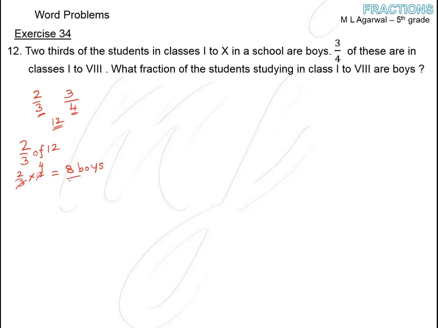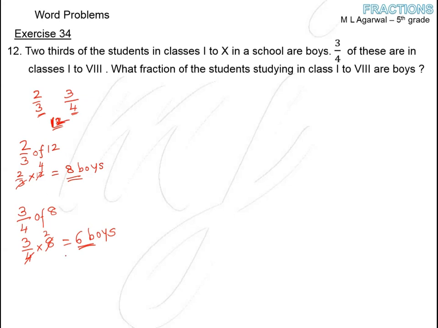Now out of these 8 boys, they are saying 3/4 of these are studying in class 1 to 8. So 3/4 of how much? 3/4 of 8. Correct? Are studying in class 1 to 8. So I can say 3/4 into 8, which becomes 4 twos are 8, so 6 boys are studying in class 1 to 8. 6 boys out of how many boys did we take? We took 12 boys, correct? Out of 12 boys, 6 boys.